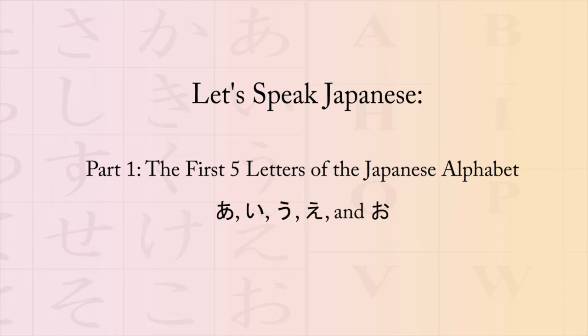So as mentioned previously, for this video we will be covering the first 5 letters in the Japanese alphabet, which consists of the first column. And those letters happen to be what you might consider the vowels of the Japanese language. And those 5 letters are the letters A, I, U, E, and O. And if you combine them, then it's pronounced Aiueo.